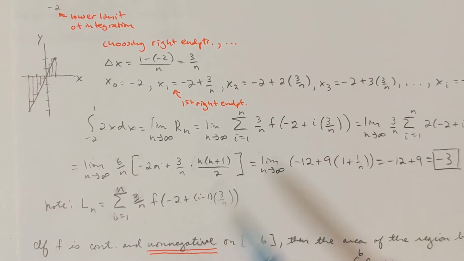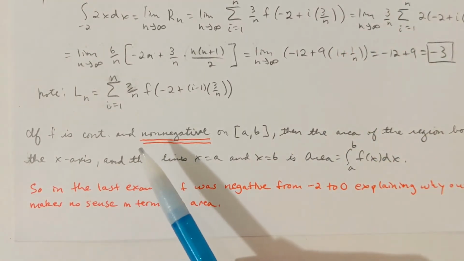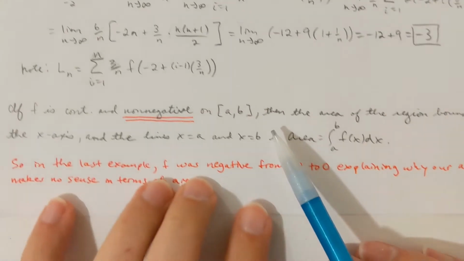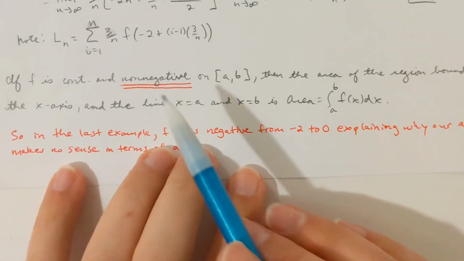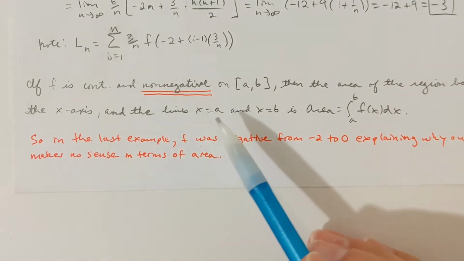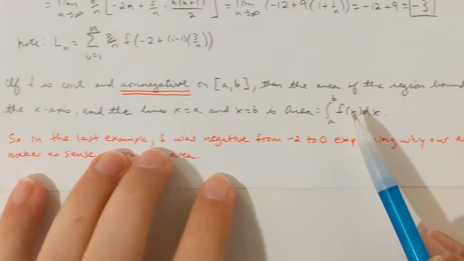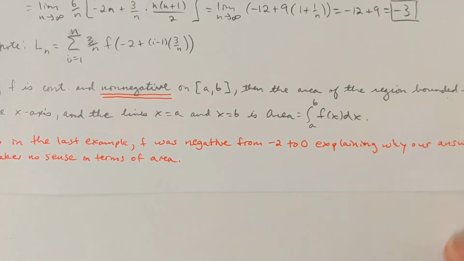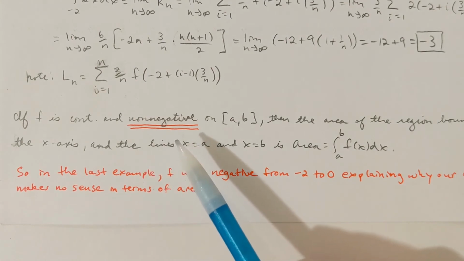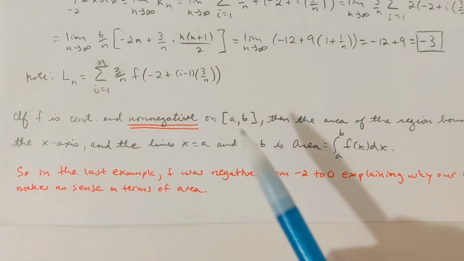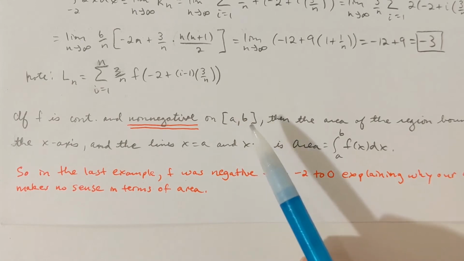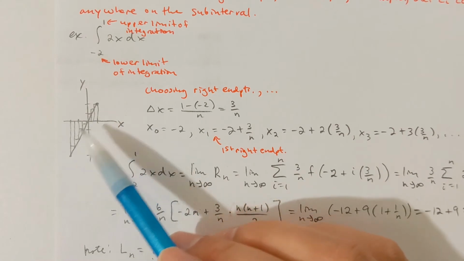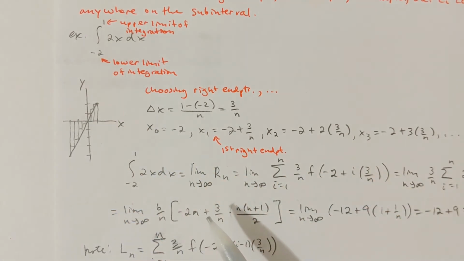Okay, and here's another note. If f is continuous and non-negative on the interval a to b, then the area of the region bounded by f, the x-axis, and the lines x equals a and x equals b is this definite integral going from a to b of f of x dx. Now the curve being non-negative means that the curve has to lie above the x-axis completely on this interval. This curve did not do that. If I'm on the interval negative 2 to 1, the curve is not entirely above the x-axis.